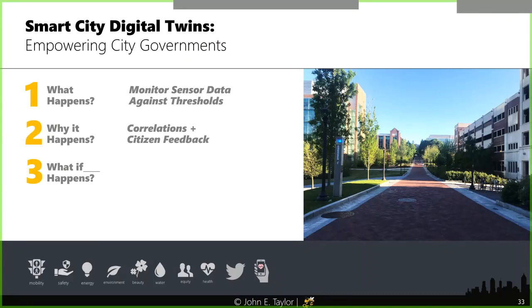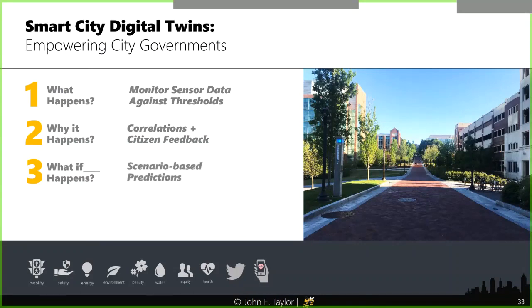Why is this effect happening? Might it be related to something else that's happening? Could traffic on the street be affecting the movement of pedestrians on the sidewalk? Perhaps more to the point, for those cities that have e-scooters, are e-scooters changing the walking patterns of the urban populace? And allow citizens to provide feedback so we can use that among the correlations to understand what anomalies might be occurring out there in the city.